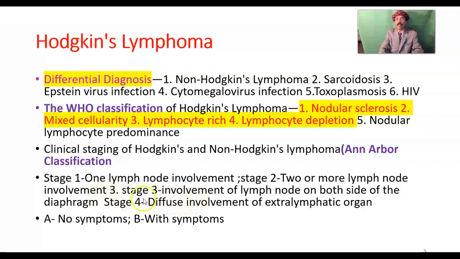Stage 3: involvement of lymph nodes on both sides of the diaphragm, with or without involvement of localized extralymphatic tissue. Stage 4: diffuse involvement of extralymphatic organs, with or without lymph node involvement. We may also divide these four stages into two more classes: one class with no symptoms, and B symptoms, that is, with symptoms.